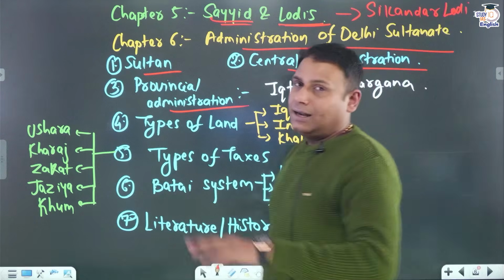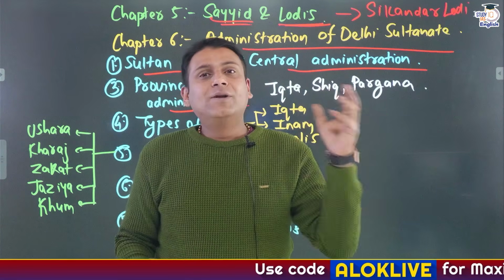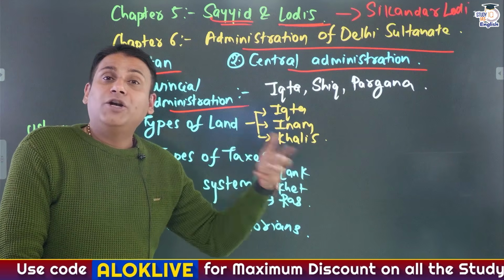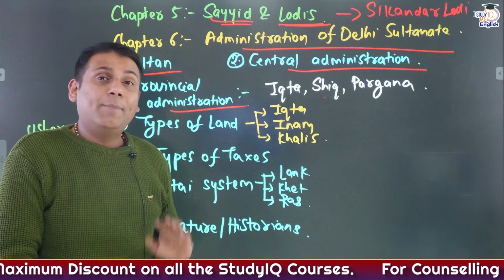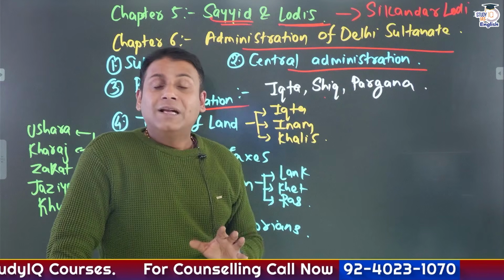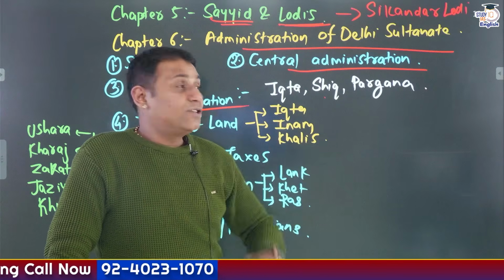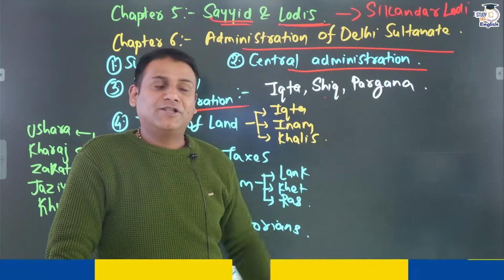Then administration of Delhi Sultanate, wherein you have to throw light on Sultan, central administration, provincial administration. The entire Delhi Sultanate was divided into different provinces. These provinces were referred to as Ikta. Now provinces were further divided into districts. These districts were referred to as Shik and headed by Shikdar. They were further divided into sub-districts, Taluka or Tehsil, referred to as Pargana, headed by Amil, and at the grassroots level, village administration.